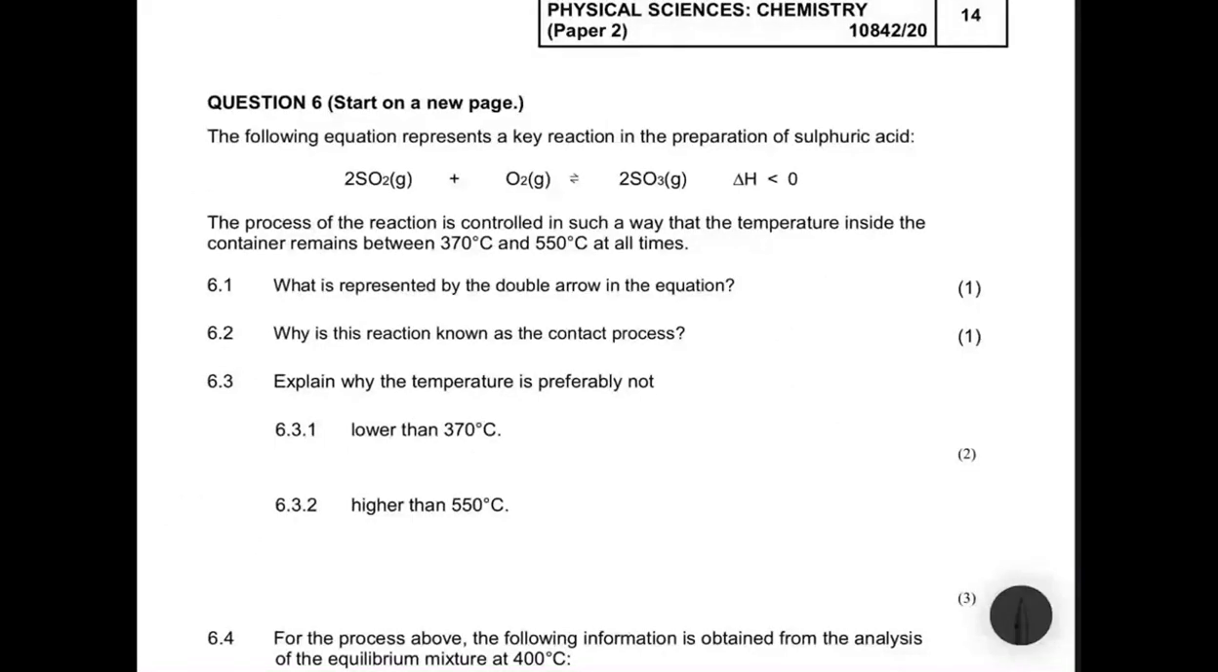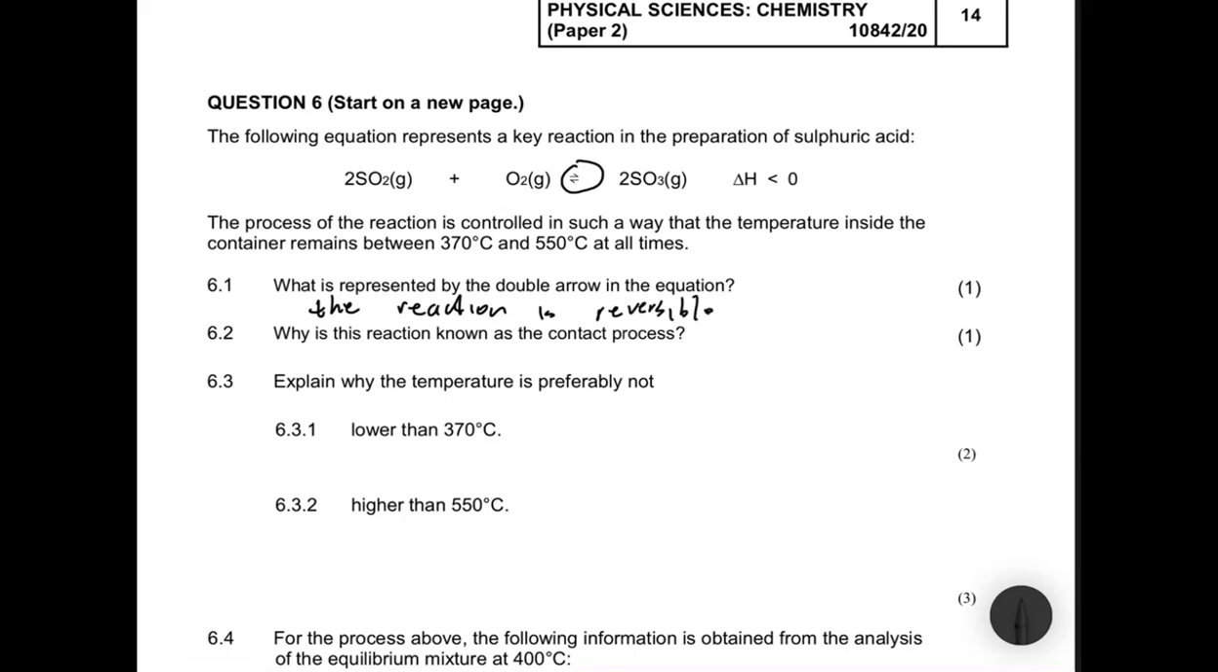The following equation represents a key reaction in the preparation of sulfuric acid. The process of the reaction is controlled in such a way that the temperature inside the container remains between 370 degrees Celsius and 550 degrees Celsius at all times. 6.1 says, what is represented by the double arrow in the equation? In chemistry, we know fully well that if we have a double arrow, it simply means that the reaction is reversible, right? So for 6.1, you just write the reaction is reversible, and you get your 1 mark.